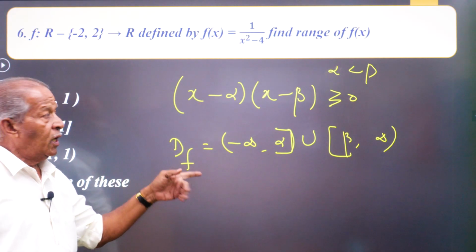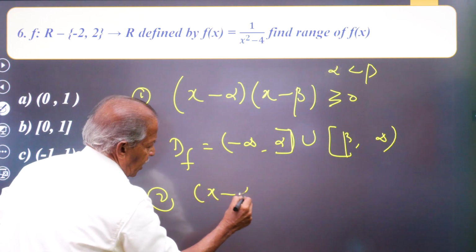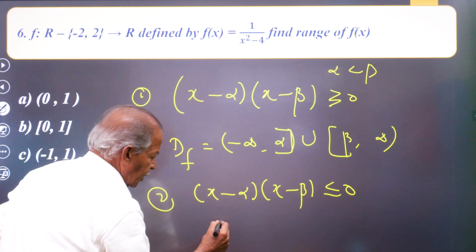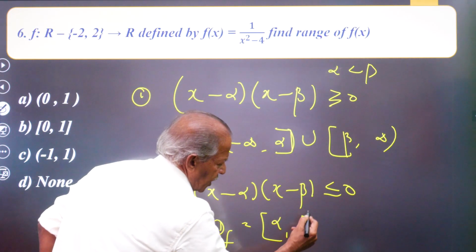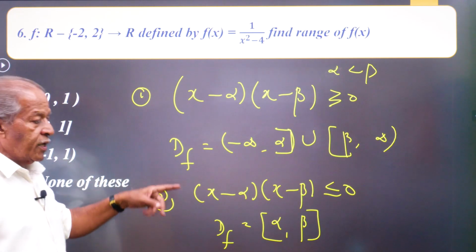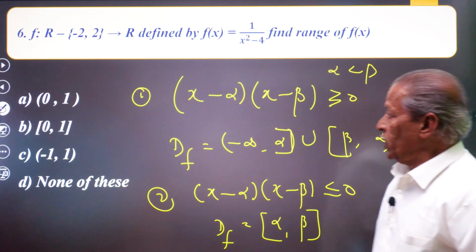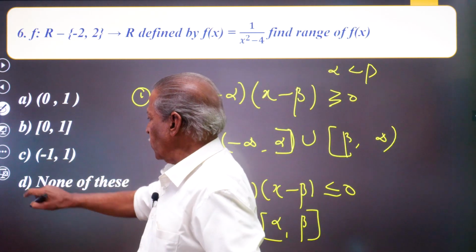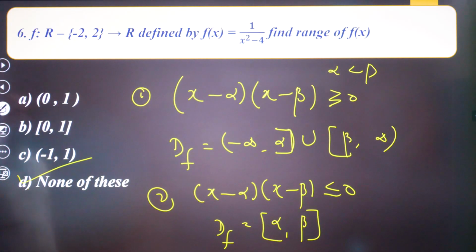Otherwise, not possible. Similarly, one more result is there: x minus alpha into x minus beta is less than or equal to 0. Then the domain of the function equals the closed interval alpha to beta. These two results must be kept in mind in order to solve the problem immediately. Even though in this problem A, B, C, D are not true, therefore the fourth one, none of these, is the correct answer.